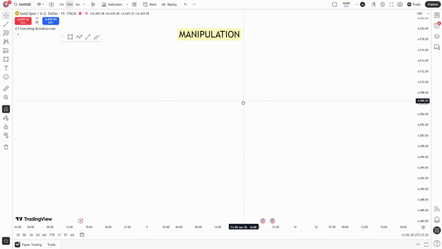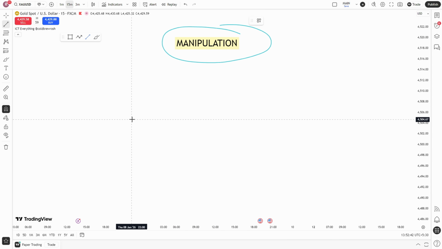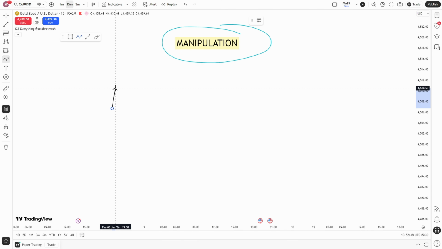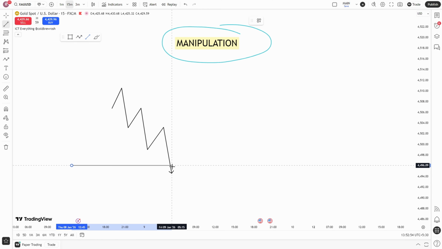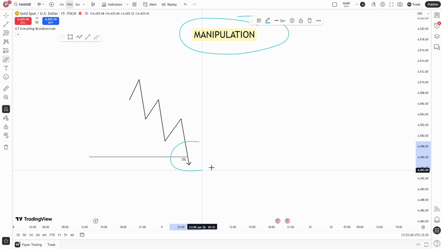Now let me show you how most traders get manipulated. Suppose you've already done your top-down analysis. Your bias is clear. Everything aligns perfectly. Now price comes down and sweeps liquidity in the direction of your bias. At this moment, you start trusting this liquidity sweep. You think, okay, this is it. Price is ready to move.